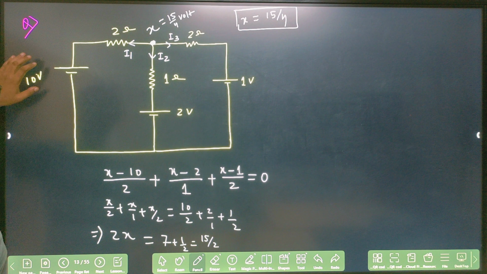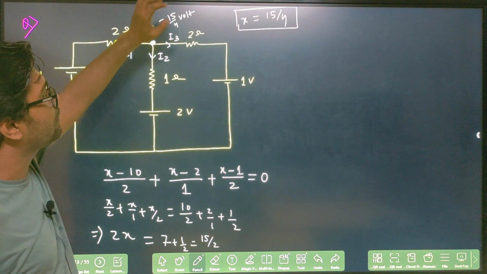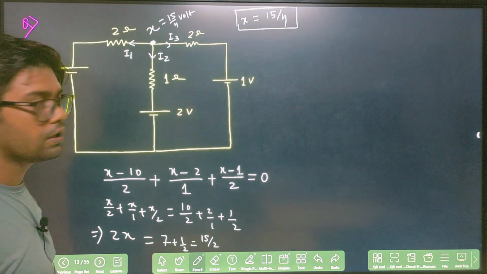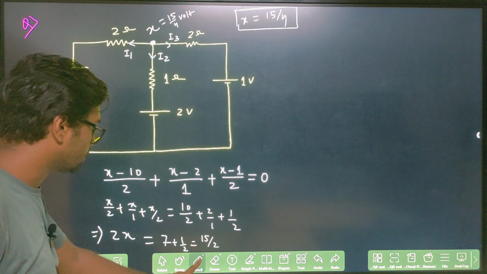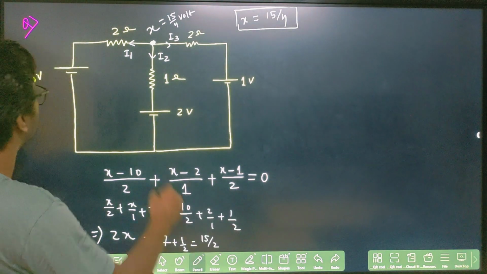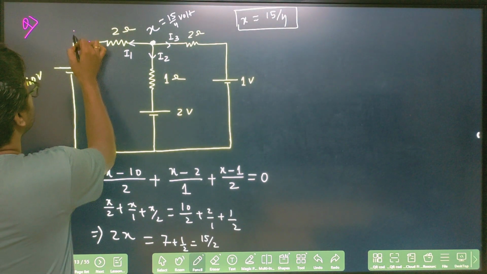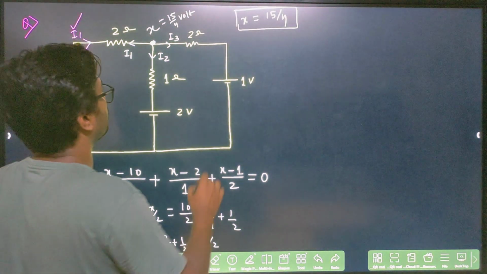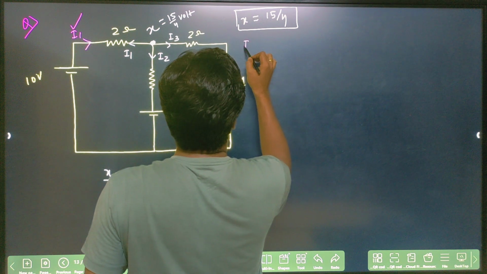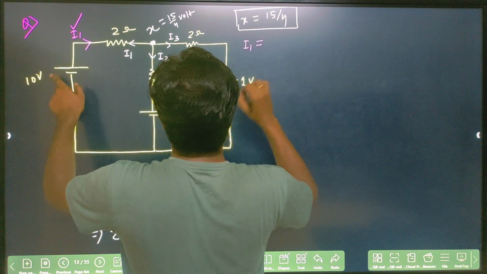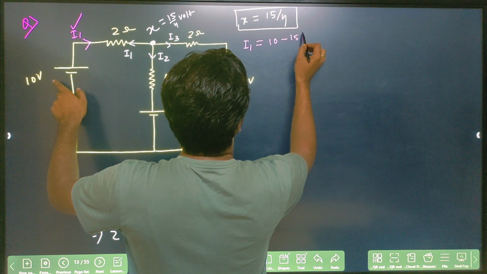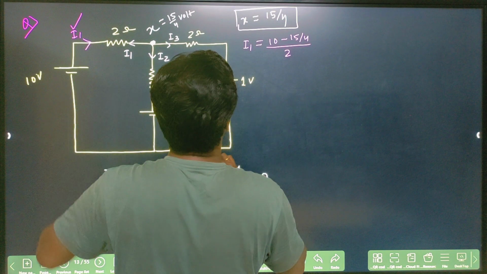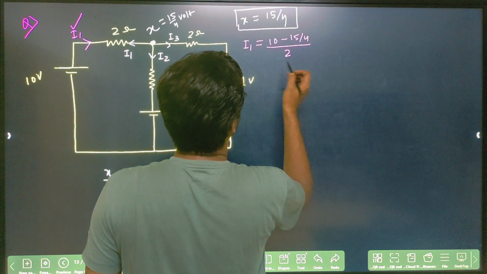Now tell me, is 10 volt bigger or 15 by 4 volt bigger? You will tell obviously 10 volt is bigger. So the current obviously flows in this direction. I am changing the color here. So obviously this current I1 is along this direction. This is the correct direction, right? After calculation you got it. So can you tell me how much I1 will come? I1 is equal to (10 minus 15 by 4) divided by 2. Clear? You can calculate this one, right?